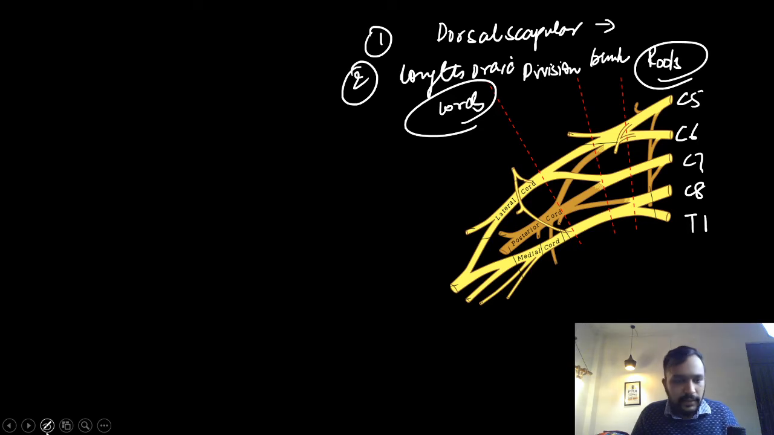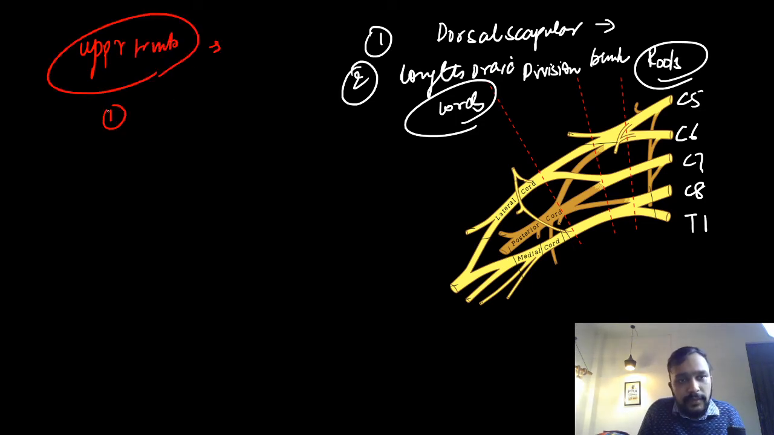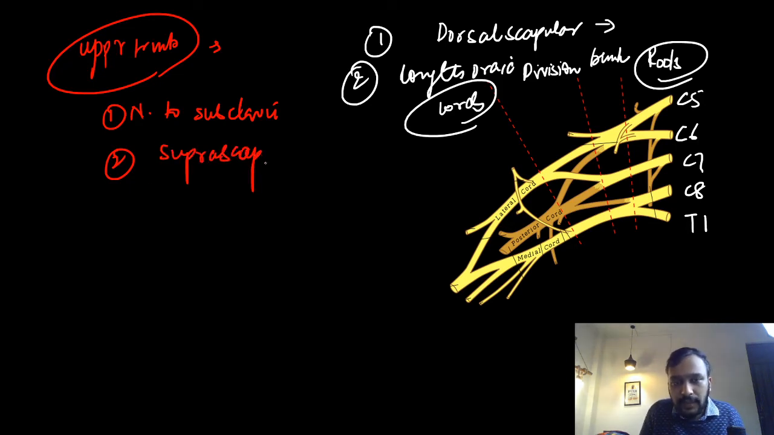Talking about the trunk, from the upper trunk we have two branches. That is your nerve to subclavius and the second branch is your suprascapular nerve. Your suprascapular nerve is going to supply your supraspinatus and your infraspinatus muscle. So guys, we should also know that injury to the upper trunk will result in Erb's paralysis.